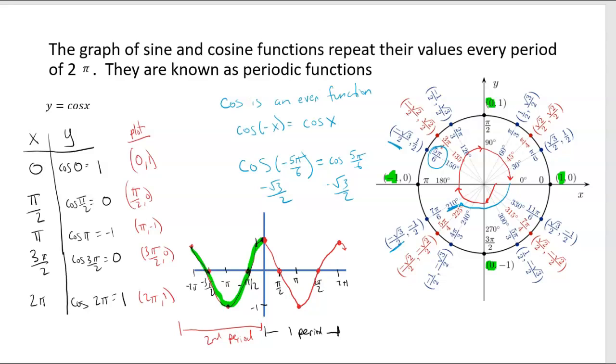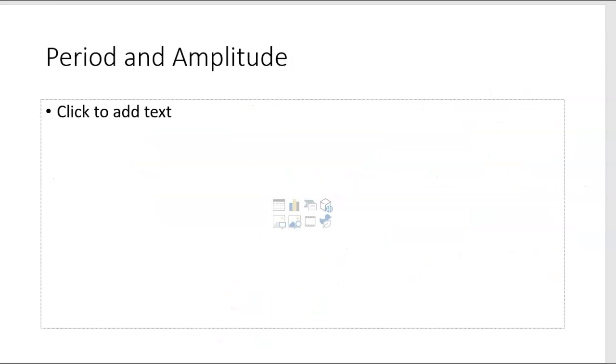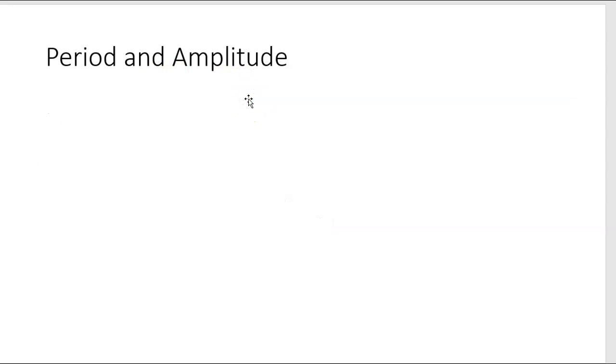Now, again, these are all your parent functions. What else can we do with our parent functions? Well, we can manipulate our parent functions, and we can manipulate them with 2 letters. Amplitude and period. Okay, so I'm going to first start with amplitude. Now, I'm going to add some letters in to our sine and cosine.